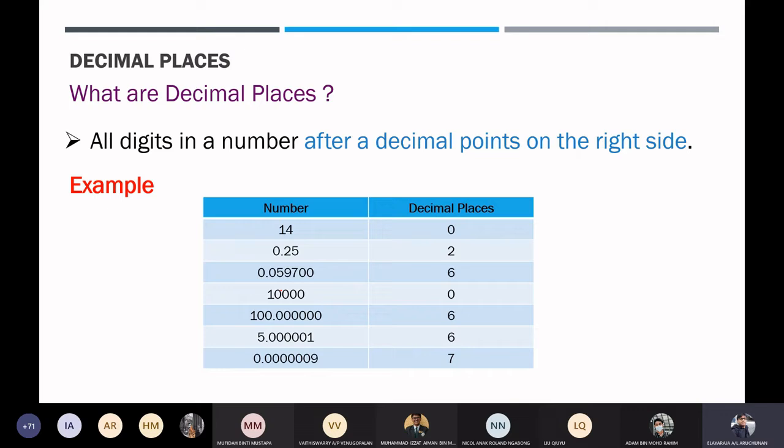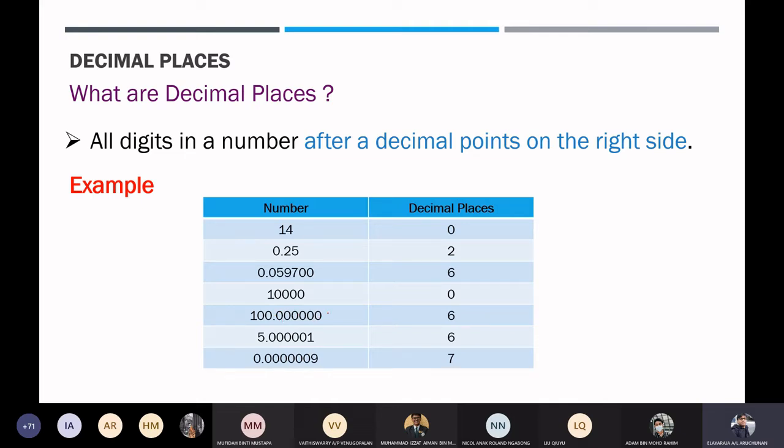As for the 10,000, there are no numbers after the point, so zero decimal places. And then the next one is given as 100.000000, which means 6 decimal places. If you see that, you need to write back the same thing. You should not just give your answer as 100, because that is wrong. You should consider the decimal numbers which are given.